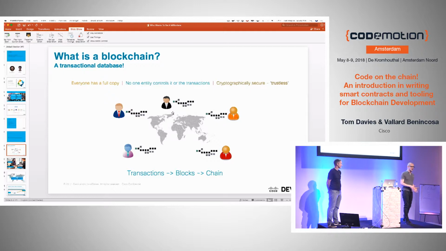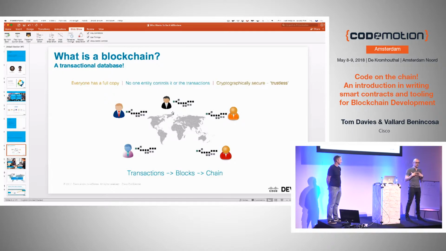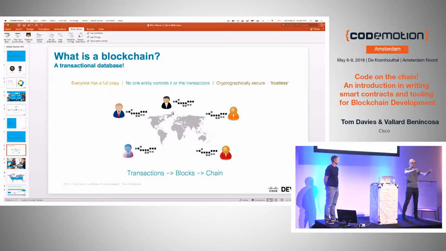So I can transact into that system and not have to trust any of you, and still know that not only my transactions are valid, but all your guys' transactions are valid as well, and you can't double spend, you can't try and abuse the system because of the cryptographically secure mechanisms around it. I won't go into too much detail on those. We've got a few slides on it later on.